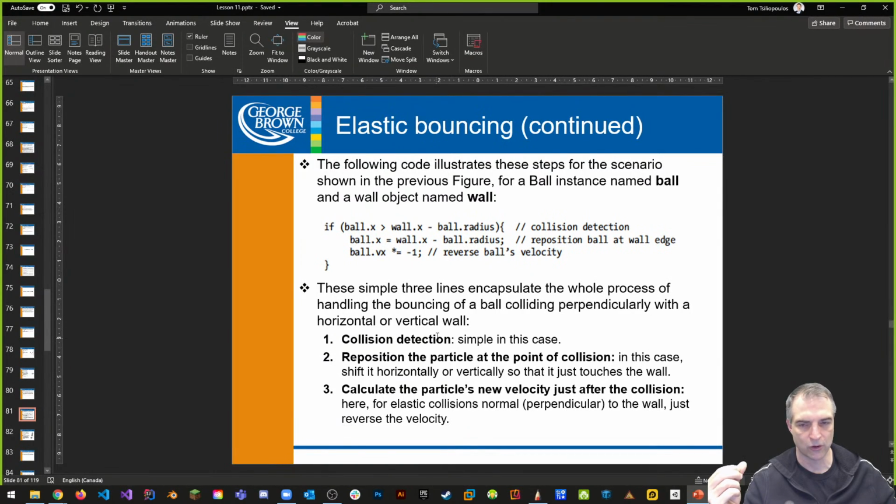So this is the example. Here's my collision detection: ball.x is greater than wall.x minus the ball radius. If this is true, the ball is inside of the wall. If this condition is true, then reposition the ball at the wall edge. So ball.x is now equal to wall.x minus the ball radius, so it's going to be exactly where it's supposed to be. However, then you want to reverse the ball's velocity from that point. This is where there's no energy loss. Does that make sense?